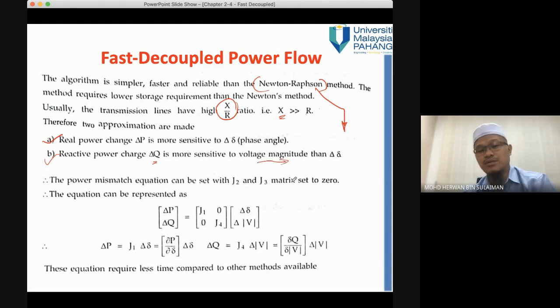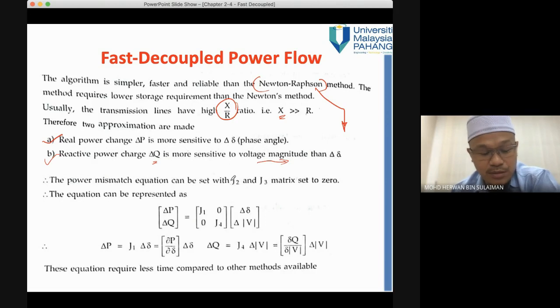This is correct, this is true, because when you learn about the power system operation and control, normally real power will reflect to the load frequency. And for sure Q is more sensitive to the voltage. So that's why kita assume certain value can be assumed as a zero lah. So that's why we can look at here the power mismatch equation with the Jacobian.